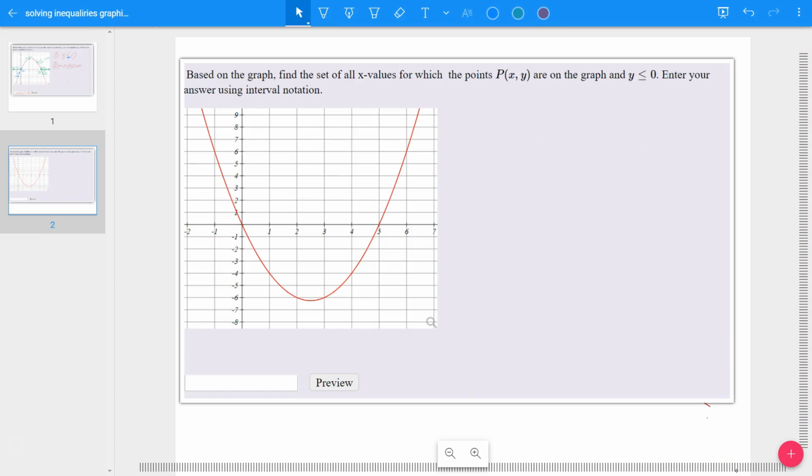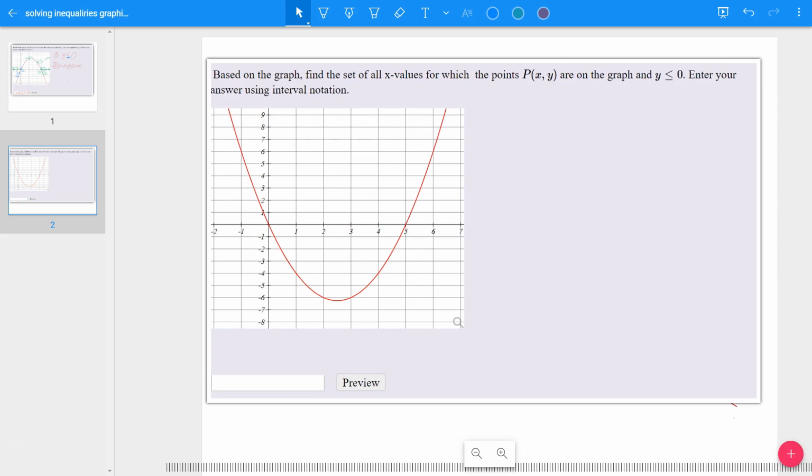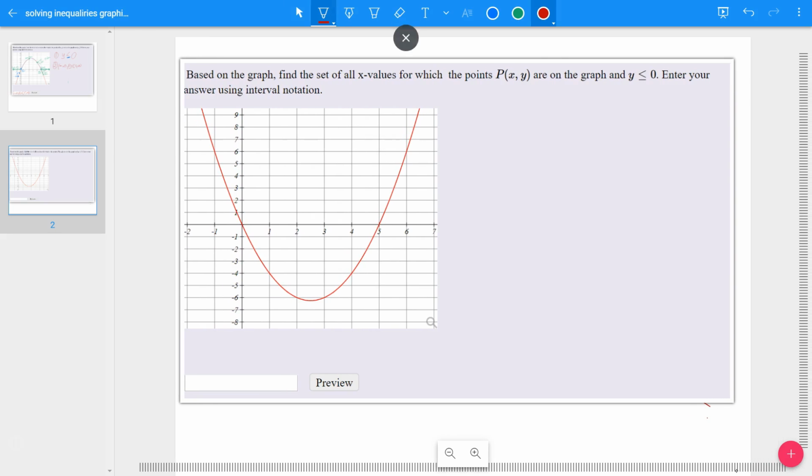So now let's look at this one. It says, based on the graph, find a set of all x values for which the point P(x, y) is on the graph where y is less than or equal to 0. Enter your answer using interval notation. Remember, P is just a reference to each point on the graph. And our inequality looks like this. We have to have that the y coordinate is less than or equal to 0. That's what this is saying.